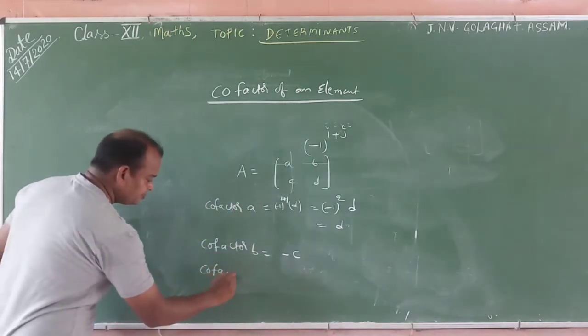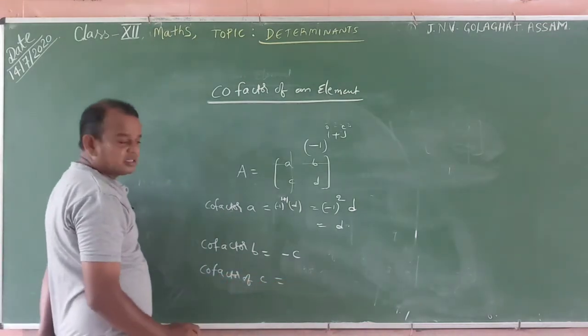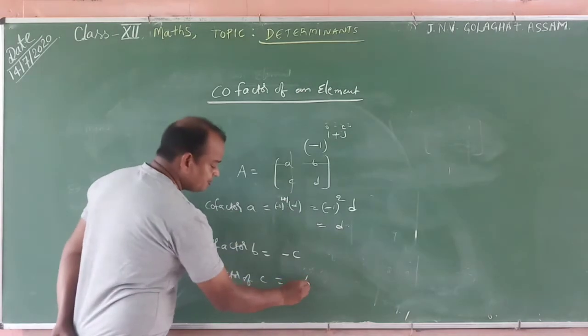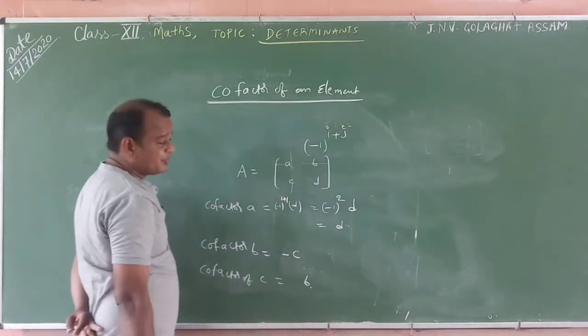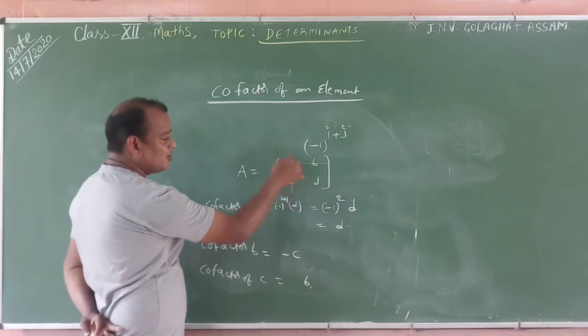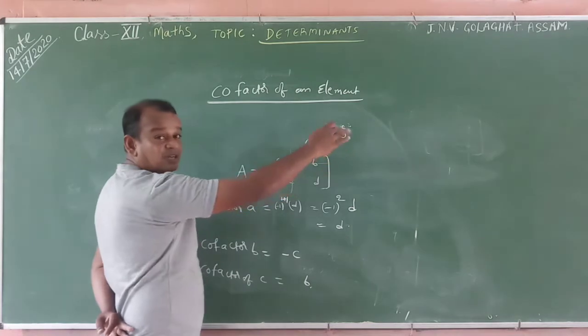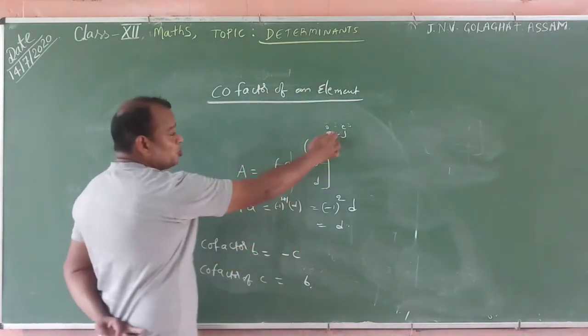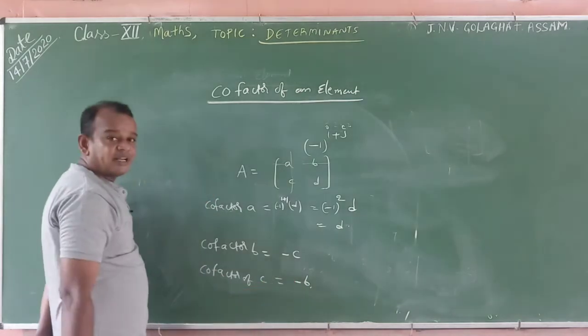Next, the cofactor of C. The cofactor of C is nothing but, first we write the minor of C. The minor of C is B. What is the multiplication? (Minus 1) power i plus j. What is C? Second row, first column. 2 plus 1 is 3. (Minus 1) whole cube. (Minus 1) whole cube means minus B.